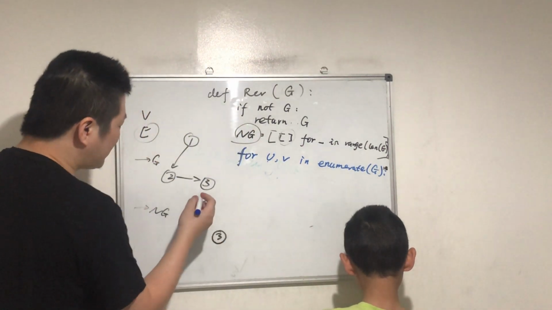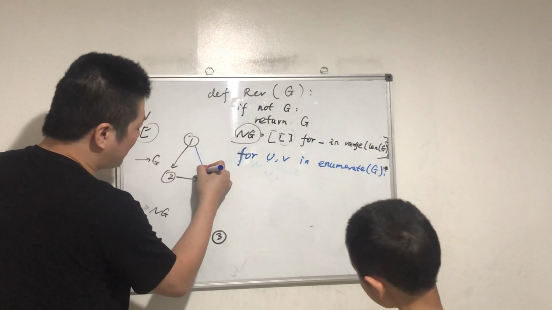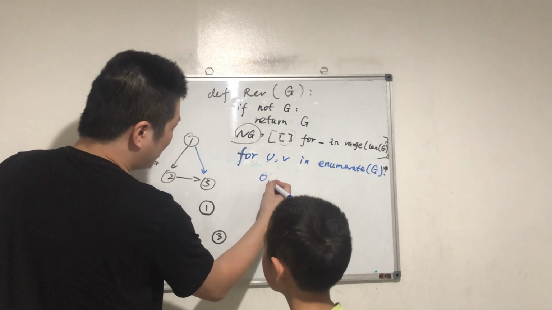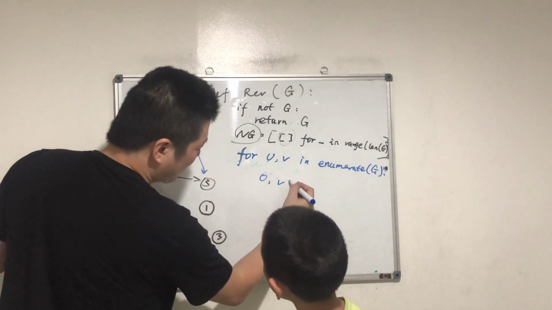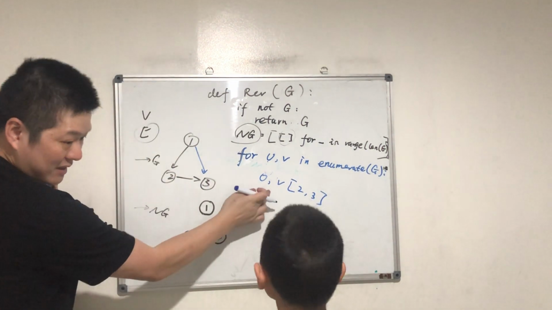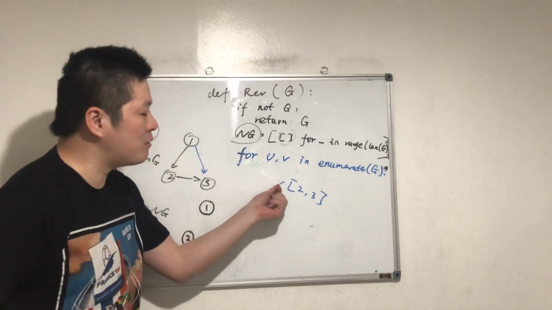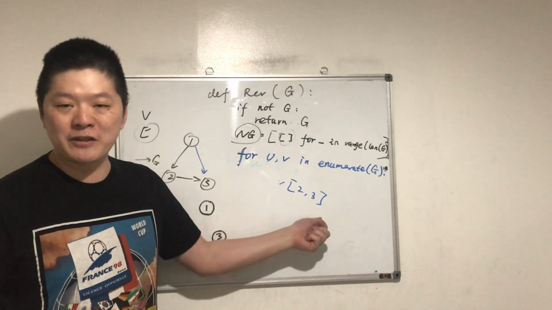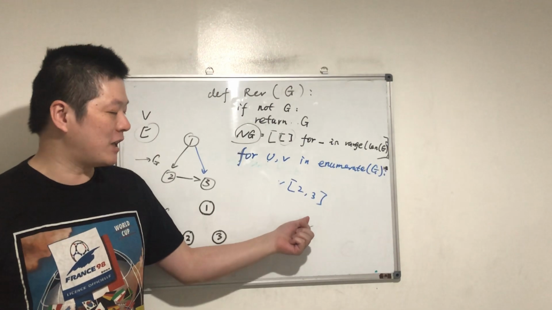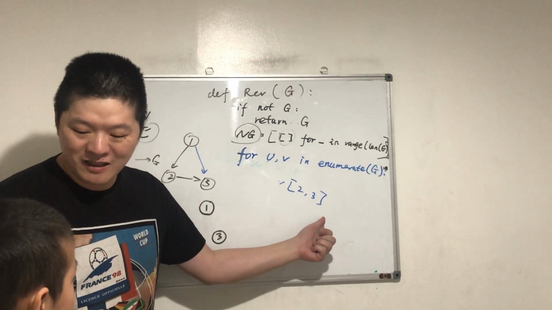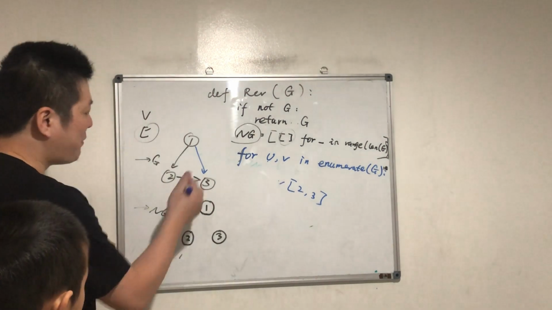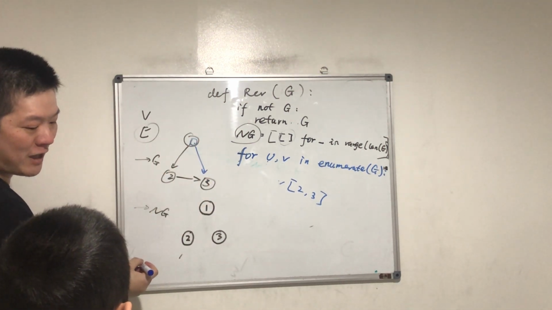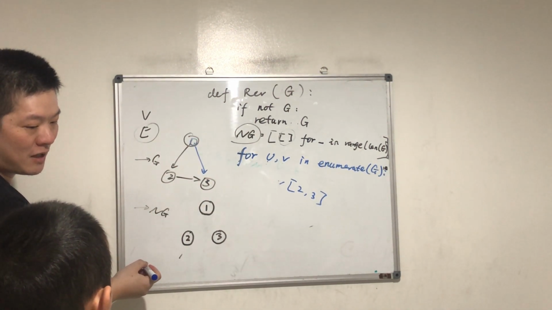So for example, 1 also points to 3, right? For the first iteration, u will be 0 and v will be the list of 2 and 3. Now I need to go through each of these edges, which is 0, 2 and 0, 3. And I need to reverse it, which becomes 2, 0, and what?